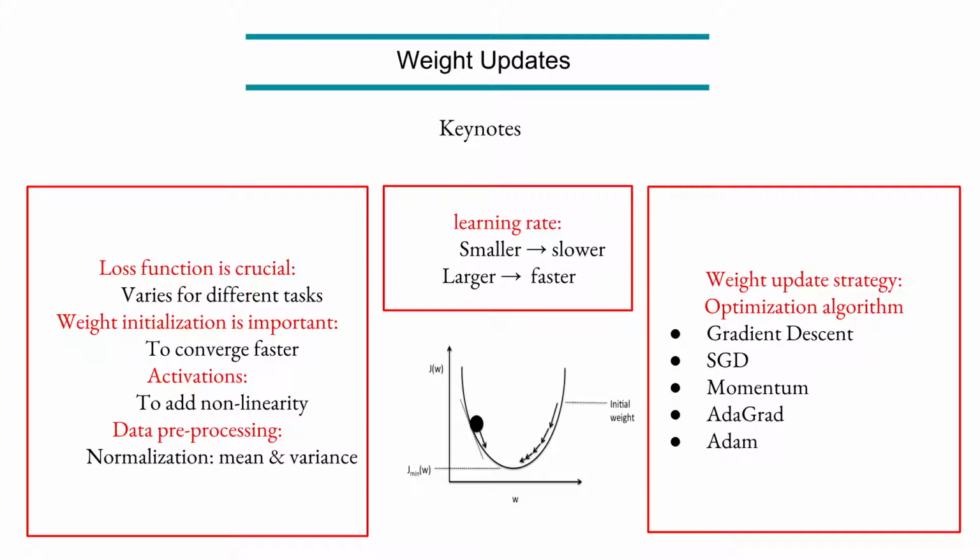That's why if the learning rate is smaller, that means we get the gradient and multiply that gradient with a small number like 0.0001. That means we are going to update the weights very slightly. If the learning rate is larger, like 1 or 0.9, the convergence would be faster.